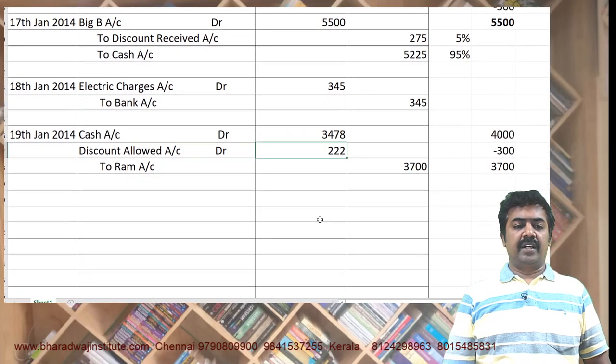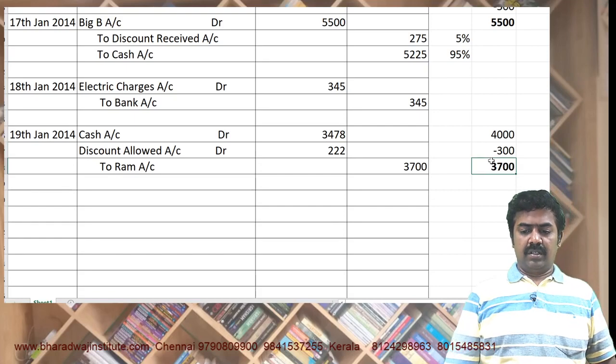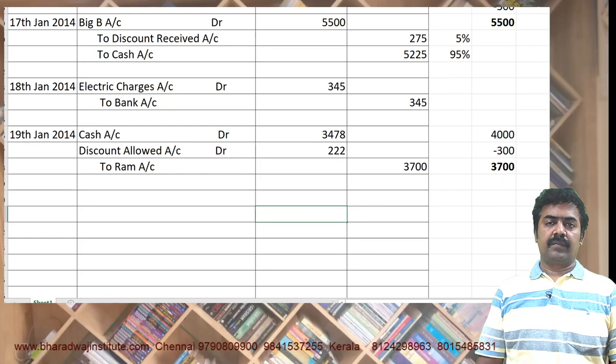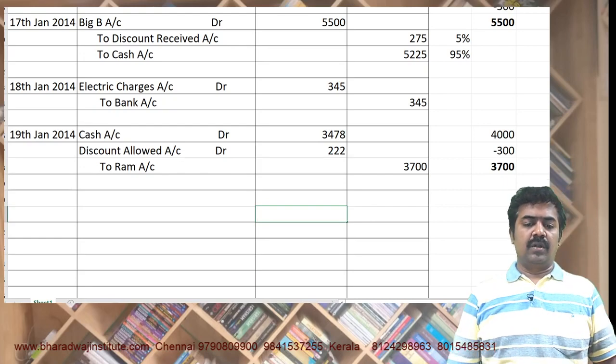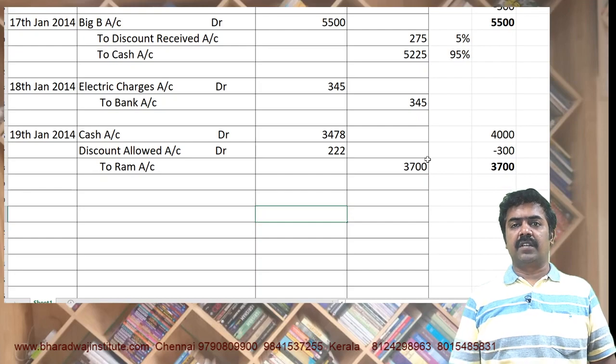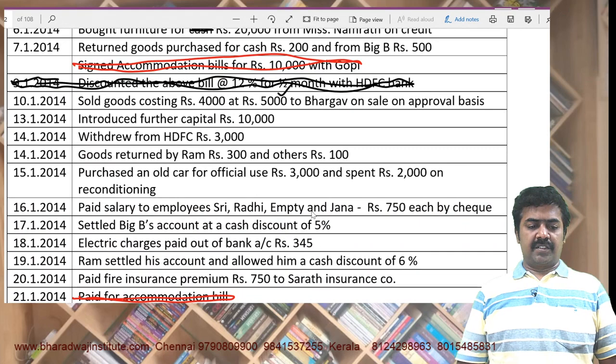So cash account debtor, discount allowed account debtor to Ram account, 3,700. Cash account debtor, debit what comes in. Discount allowed account debtor 6% to Ram account, he has to pay net 3,700. Next.